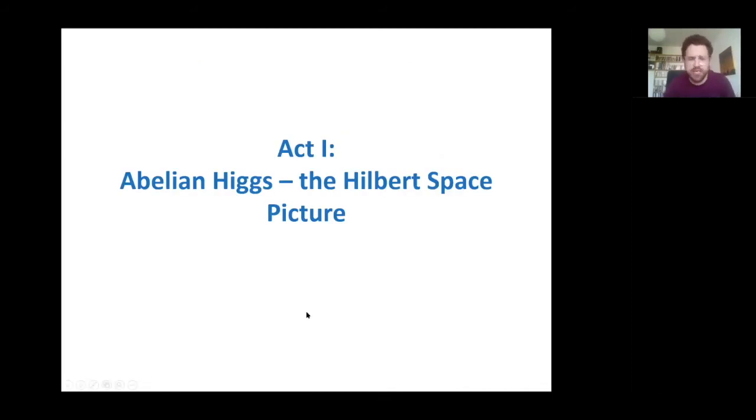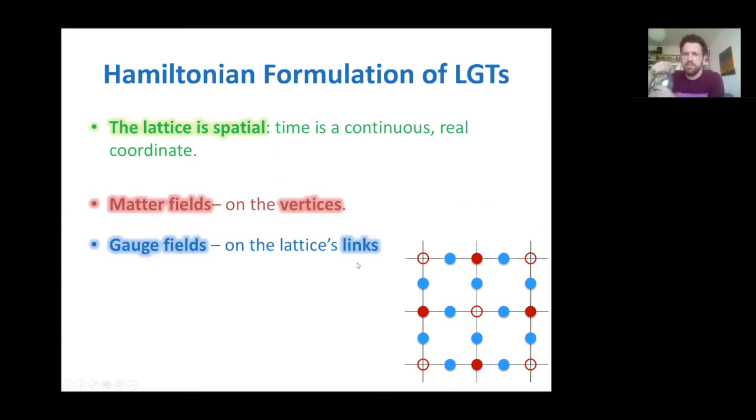In order to connect it to what we want to do, the first thing I want to do is to reformulate it in the Hamiltonian formulation, in the Hilbert space picture. So let's begin with that. In the Hamiltonian formulation of lattice gauge theories, the lattice is only in space. Time is taken as continuous, and in our case, a real coordinate.